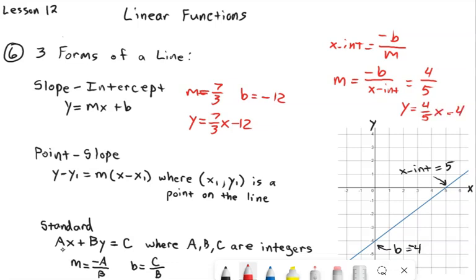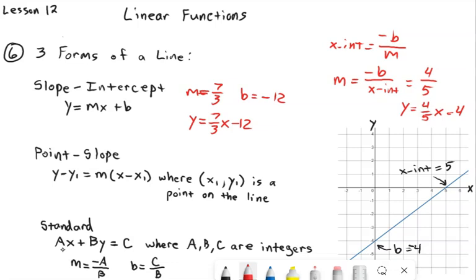Point-slope form is really easy. You just pick any point on the line, x1, y1, where x1 and y1 are numbers, and you plug them into this formula. It's y minus y1 is equal to m, the slope, times x minus x1. Where in slope-intercept form you plug in the slope and the y-intercept, in point-slope form, you plug in a point and you plug in the slope.